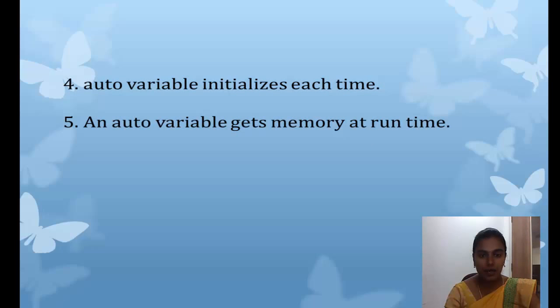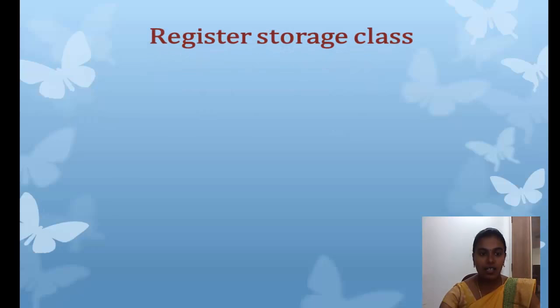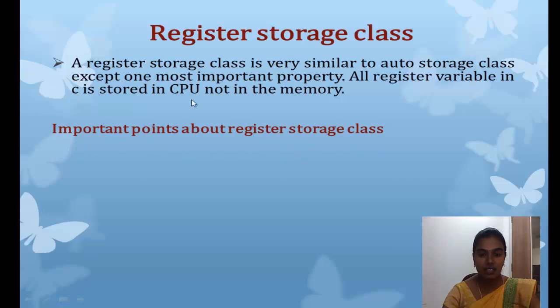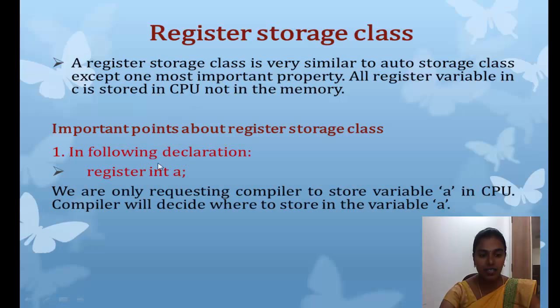Now let's discuss the register storage class. A register storage class is very similar to the auto storage class, except for one important property. All register variables in C are stored in the CPU, not in memory. Some important points about the register storage class: in the declaration register int a, we are requesting the compiler to store variable a in the CPU, and the compiler will decide where to store the variable a.